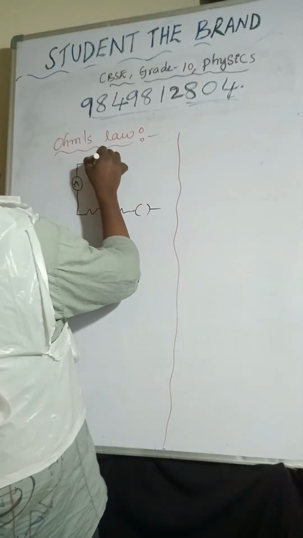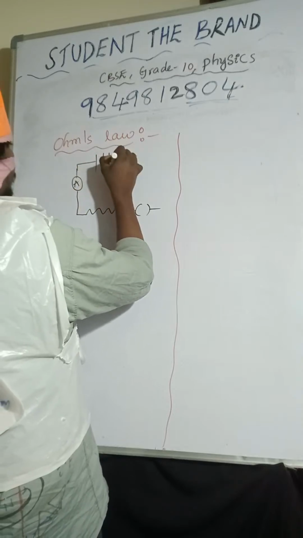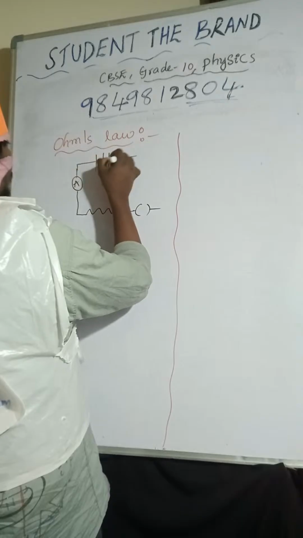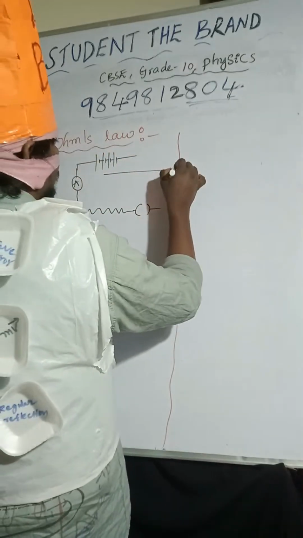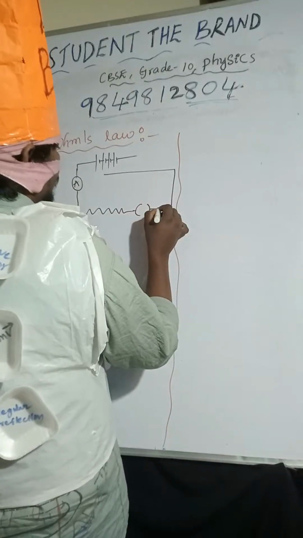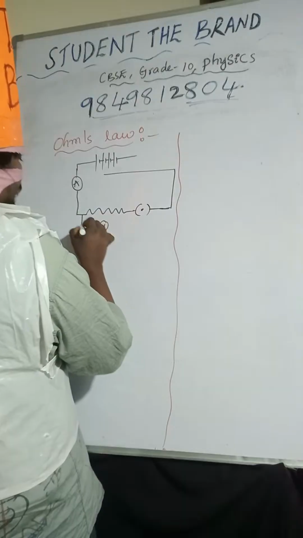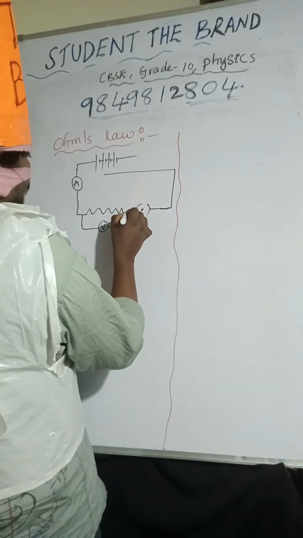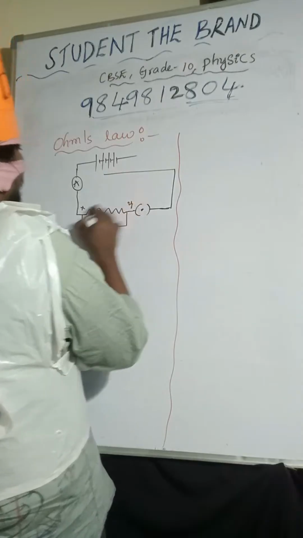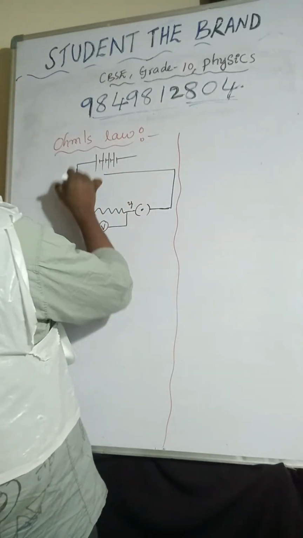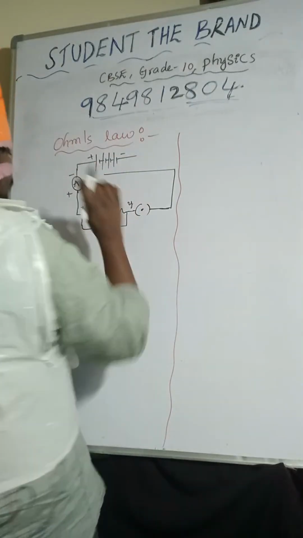Meter. So here 4 cells: 1, 2, 3, 4. Here a close switch, voltmeter. So here is X and Y. I'm taking nichrome wire. Positive terminal, negative terminal, positive terminal, negative terminal, current is flowing.